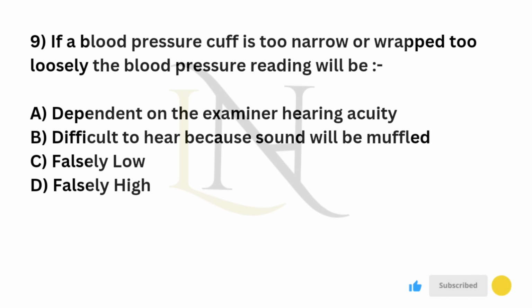Next MCQ. If a blood pressure cuff is too narrow or wrapped too loosely, the blood pressure reading will be option A, dependent on the examiner's hearing acuity, option B, difficult to hear because sound will be muffled, option C, falsely low, option D, falsely high. Answer is option D, falsely high reading will show.